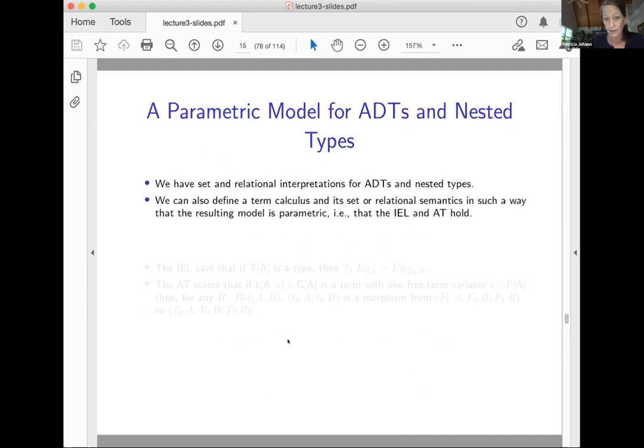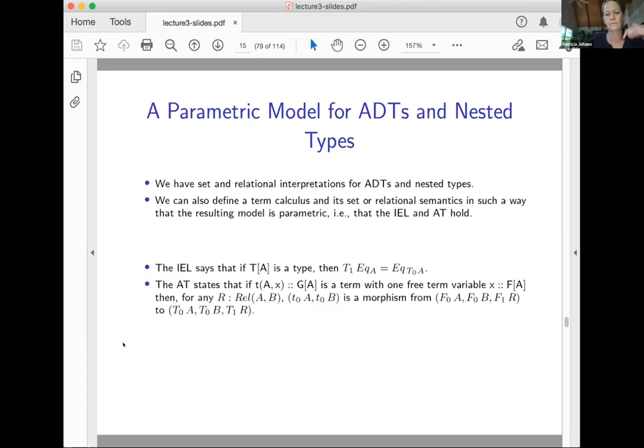And I didn't show it, but you can also make a term calculus and its set and relational semantics in such a way that you end up with a parametric model. In other words, that identity extension lemma that we saw before holds, and also the abstraction theorem holds. And I've just reminded you what those say here. The identity extension lemma is about propagating equalities. The abstraction theorem is about related things going to related things. So with the type interpretations I just told you about, you can build a set and relational interpretation for the terms of a calculus, like maybe system F, in such a way that these two properties hold, so you can have a parametric model.